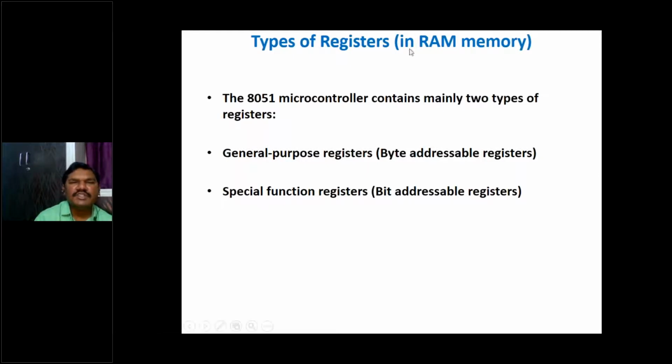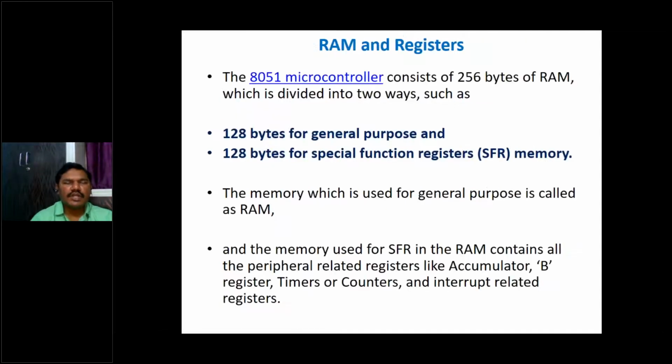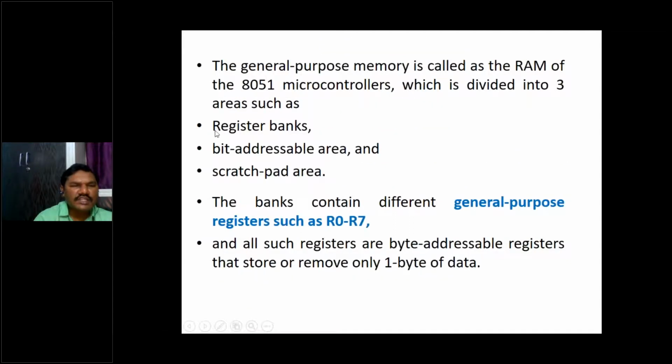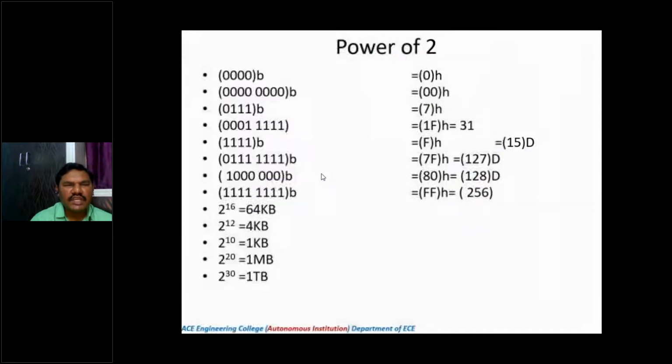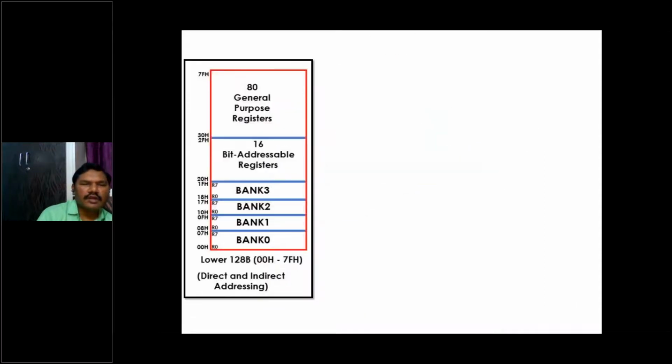So the types of registers in RAM are 2 types. General purpose, that is called byte addressable. I just told you R0 to R7 or R0 to R31 are in terms of bytes only. Each register can store a byte of data, meaning 8 bits, and some are special function registers. Now this 128 bytes of memory is categorized into 3 parts: register banks, bit addressable area, and scratchpad area. You can see that here. Right, see, so this is the first 128.